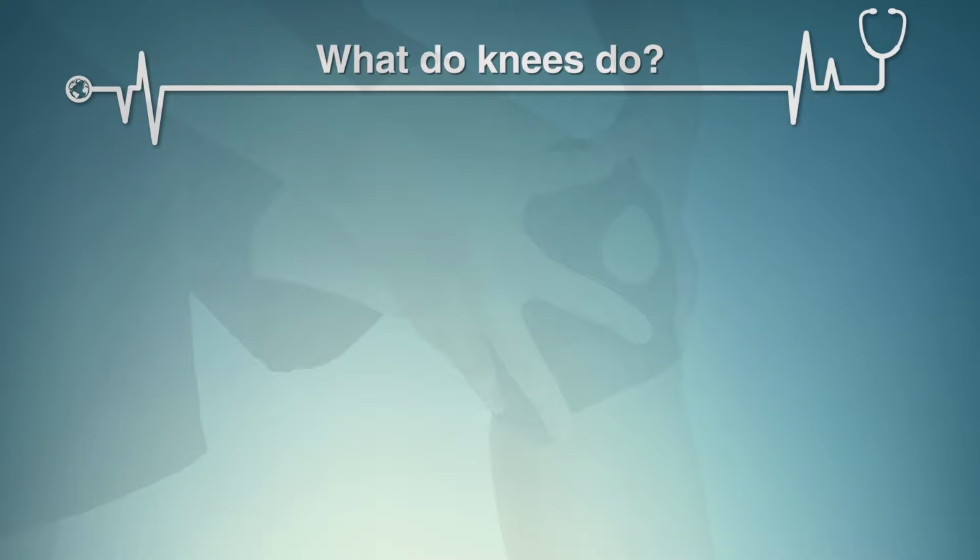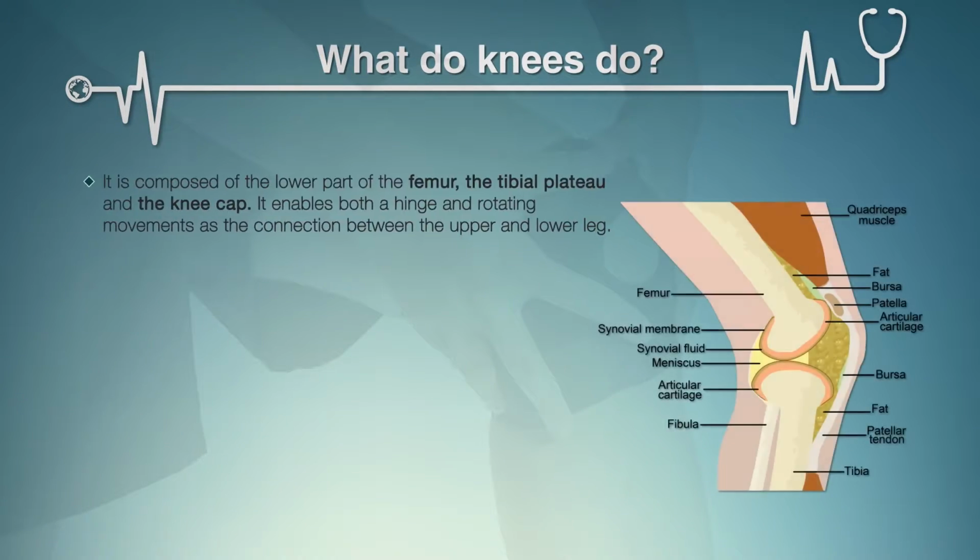The knee is the largest joint in the human body and is considered to be the most complicated one. It is composed of the lower part of the femur, the tibial plateau, and the kneecap. It enables both hinge and rotating movements as the connection between the upper and lower leg. This means that as humans, we can not only bend the lower leg backwards, we can also rotate the lower leg and foot towards the upper leg.